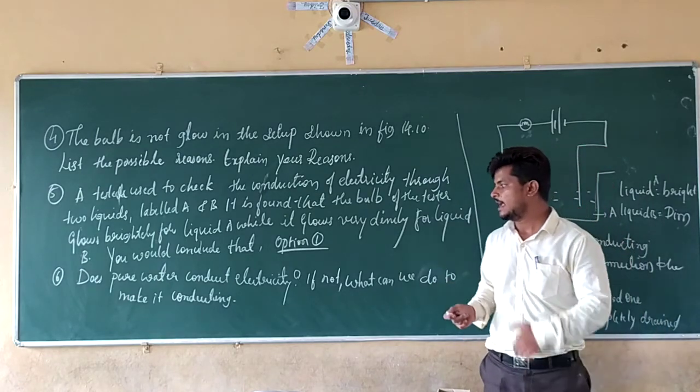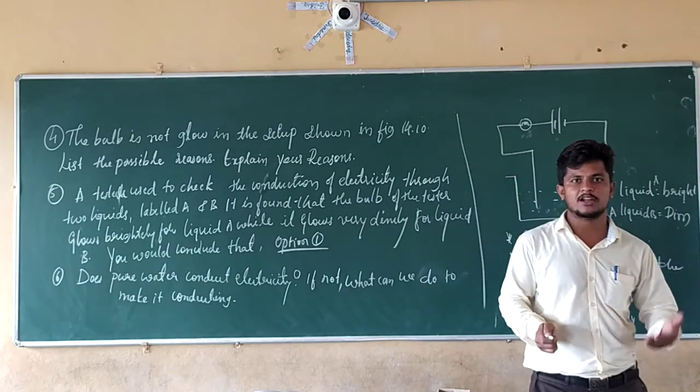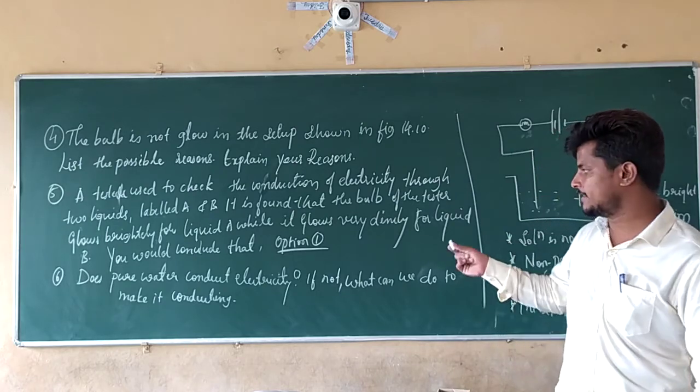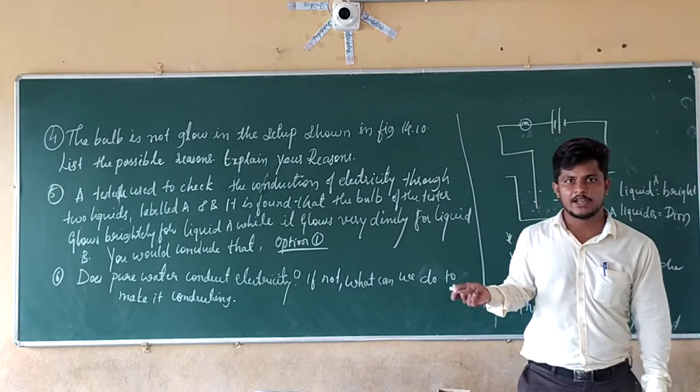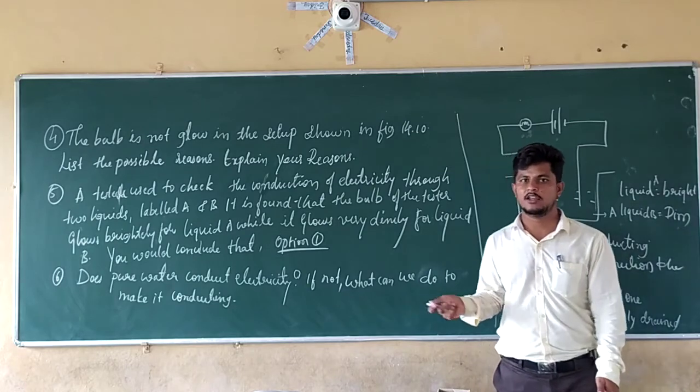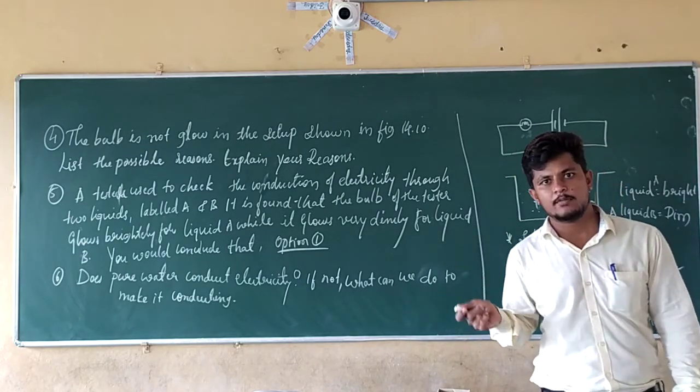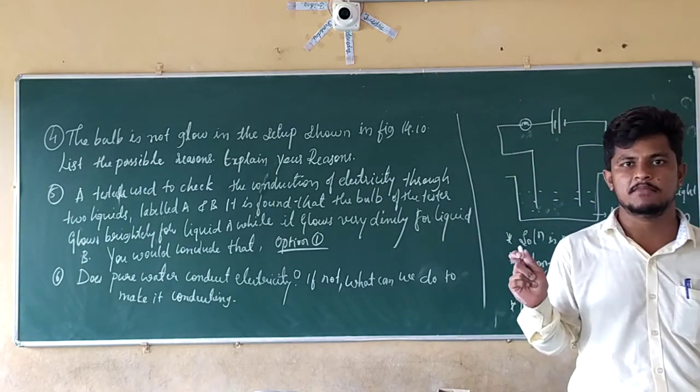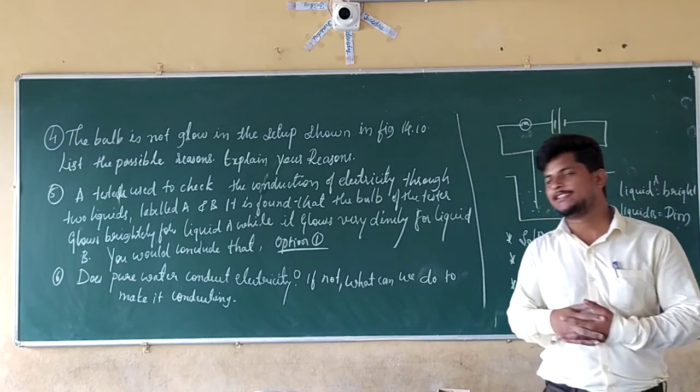Pure water becomes a conducting solution. For example, you can take common salt, or hydrochloric acid, or a base solution. By adding those things, we can make it a conducting material. So this is about the 6th question.